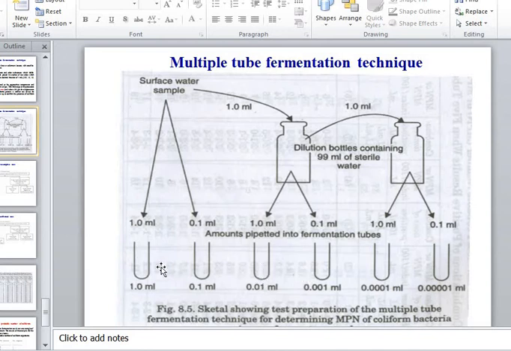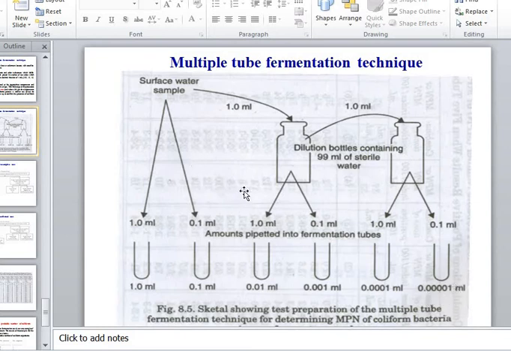Up to 1 ml or 0.1 ml you can measure with a pipette, fine. But when it comes to a very small amount, it is very difficult to measure accurately. That is why we go for dilution. From here we take 1 ml and mix with 99 ml, making 100 ml. Then if you take 1 ml from here, it will give you 0.01 ml. If you take 0.1 ml, it will give you 0.001 ml. Similarly, again you take 1 ml from here and dilute to 100 ml. So 1 ml from here will give 0.0001 ml, and 0.1 ml from this will give you 0.00001 ml.